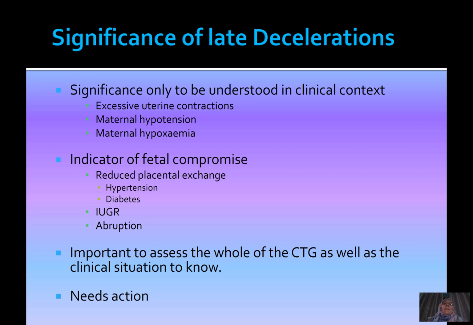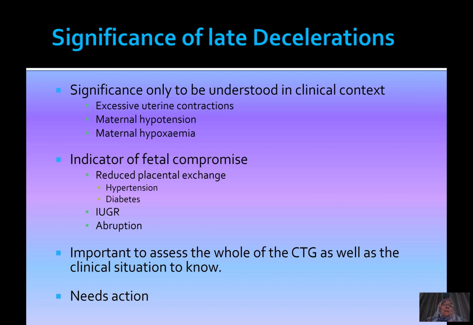So what is the significance of late decelerations? The significance of late decelerations has to be understood within the clinical context. It can be that they are due to excessive uterine contractions, to maternal hypotension, maternal hypoxemia, or they can be an indicator of fetal compromise, such as a reduced placental exchange, so insufficiency of the uteroplacental unit. This can happen typically in hypertension, in preeclampsia, or diabetes.